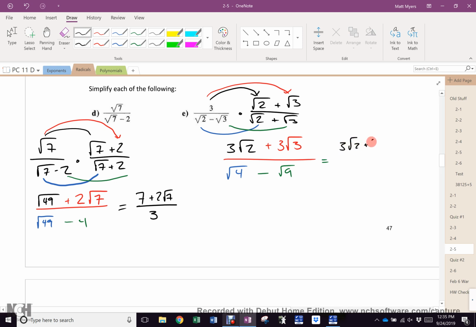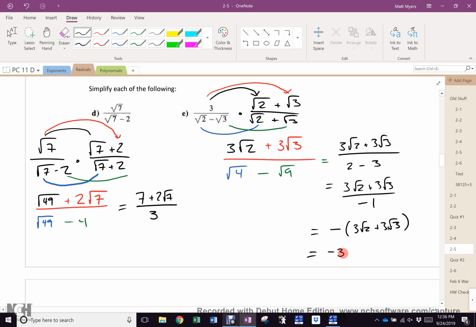3 root 2 plus 3 root 3 isn't going anywhere. 2 minus 3 is negative 1, so it's 3 root 2 plus 3 root 3 over negative 1. If you leave it that way, you're technically done. But do we like a denominator of 1? No. So all we do is make it negative 3 root 2 plus 3 root 3. Bring the negative up here. Or negative 3 root 2 minus 3 root 3.